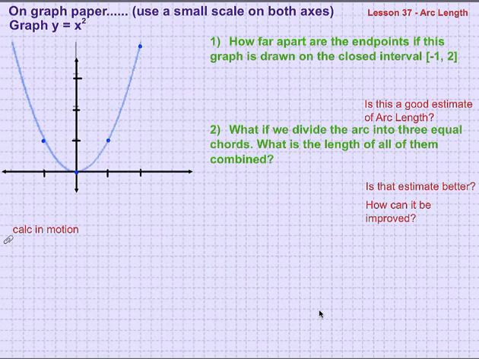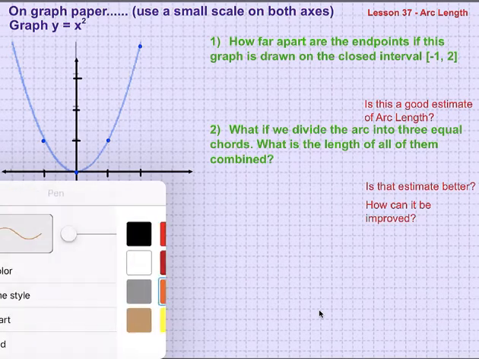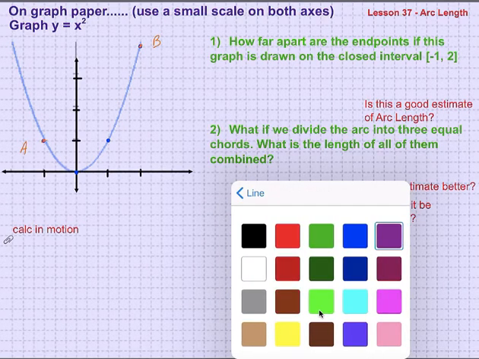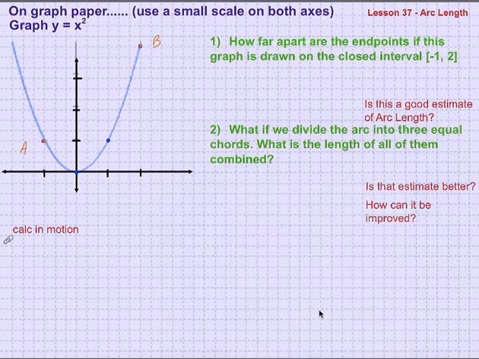Today we're going to talk about arc length, the distance around a curve. If I wanted to measure the distance around the curve of y equals x squared on the interval from -1 to 2, we'd be going from point A to point B. I could certainly draw a straight line from one to the other and measure how far apart point A and point B are using a straight line.